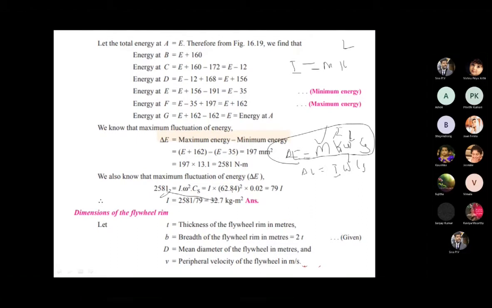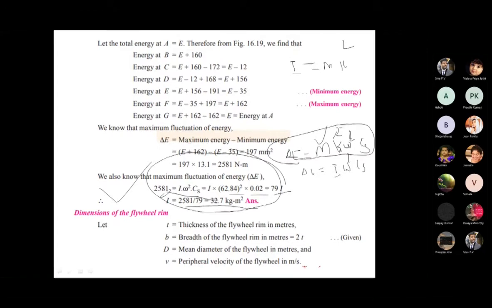And omega square, already found, 62.84 whole square, into cs value 0.02, equals 79 times I, the moment of inertia. So I equal to 2581 divided by 79 equal to 32.7 kilogram meter square. So this is the moment of inertia. Now the dimensions of the flywheel. Is it clear? Does anyone have doubts? Yes, sir, clear, sir. Super.